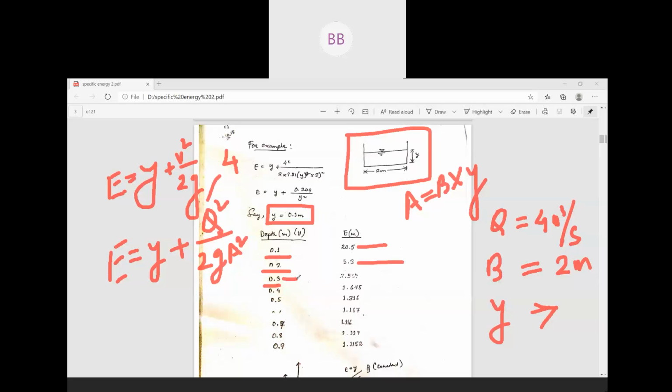Okay. Then again we are changing and see how this specific energy changes. Okay. Then we are going to try to draw a graph between your depth of flow and specific energy. Okay. So you can draw this using your Excel also. It's very simple.